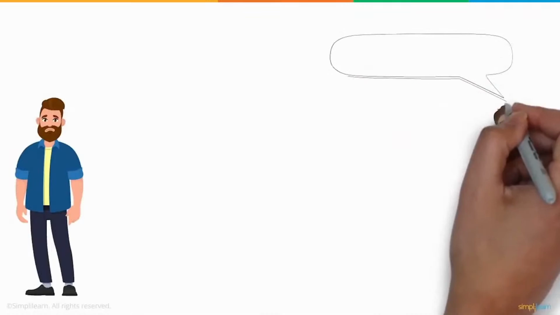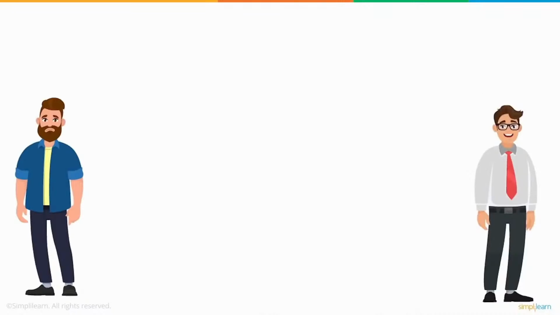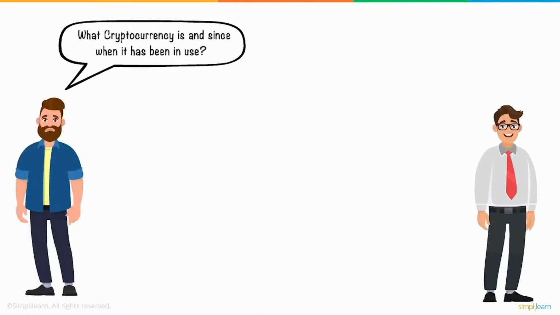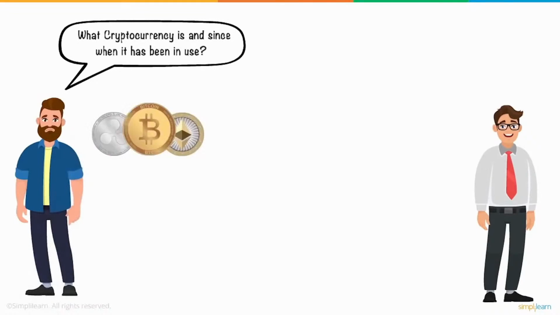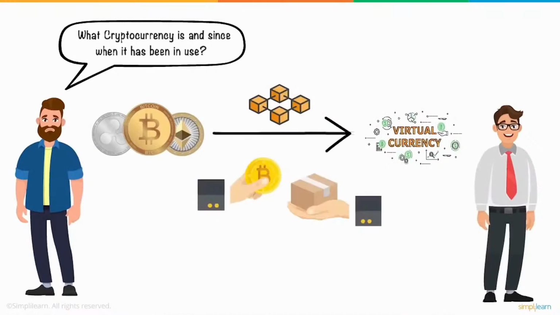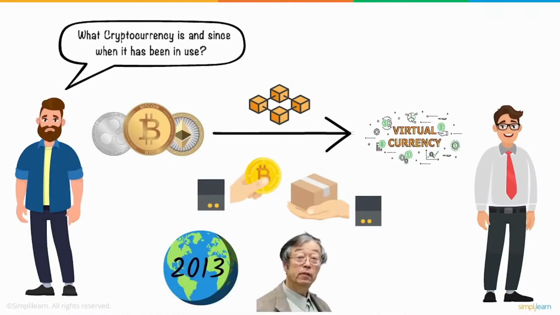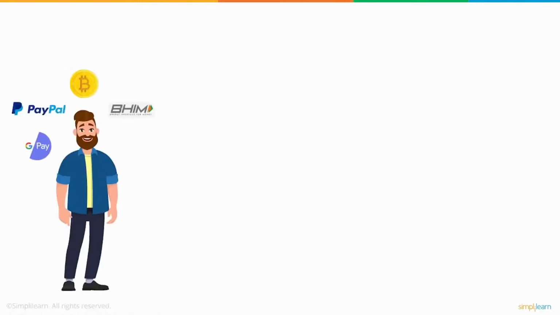To which his response was, "It's simple. I used Bitcoin, a type of cryptocurrency." Daniel was confused, and he asked what cryptocurrency is, and since when has it been in use? Frank stepped up and explained to him. Cryptocurrency is a virtual or digital currency that works on blockchain technology and is designed to work as a medium of exchange online to buy goods and services and make payments, which was introduced to the world first in 2013 by Satoshi Nakamoto.